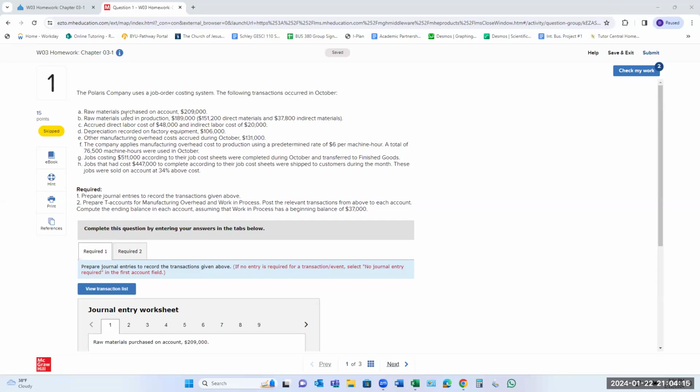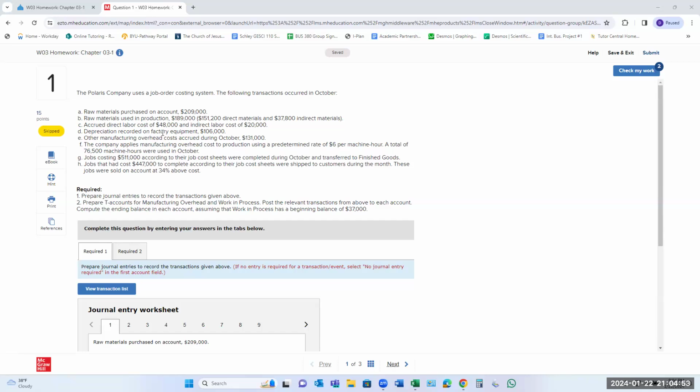So this first problem, the Polaris company uses a job order costing system. The following transactions occurred in October. Raw materials purchased on account for $209,000. B, raw materials are used in production. It gives me a total and then tells me how much is direct and how much is indirect. Accrued direct labor costs of $48,000 and indirect costs of $20,000. So obviously then we're going to have to add those two together to get the total cost.